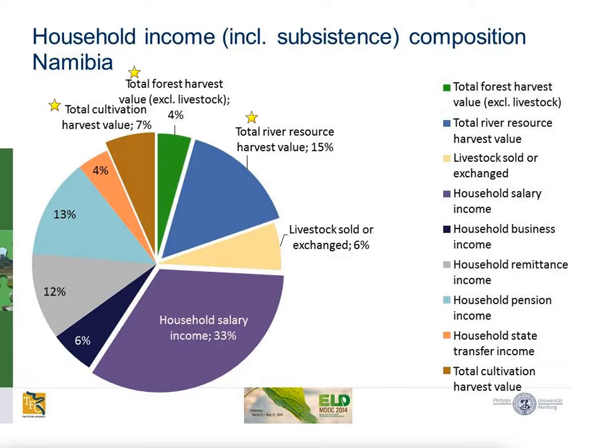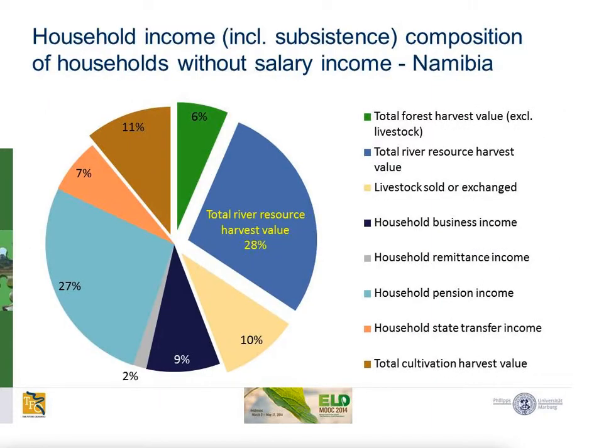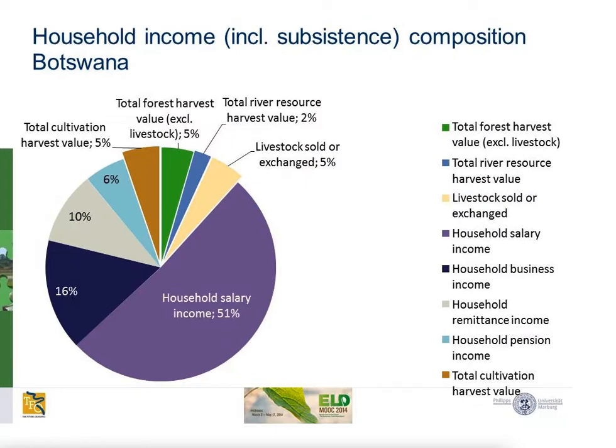Even though livestock, as you can see here, which was actually having a higher value as well, is also not so strongly perceived here. Not so strongly contributing to the attribute. So if we take out the employment income, then you see that the proportions remain the same, and the river resources even contribute even more to the overall household budget.